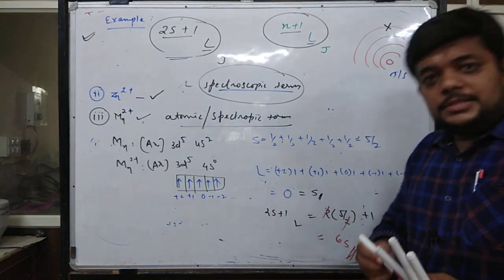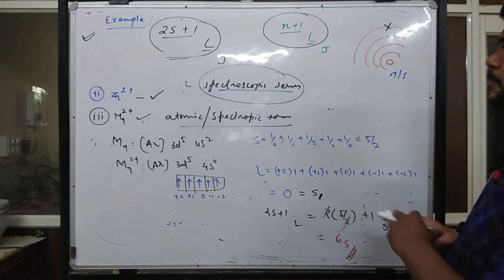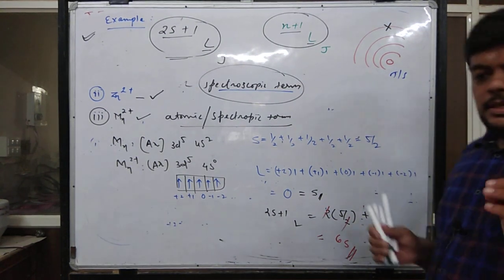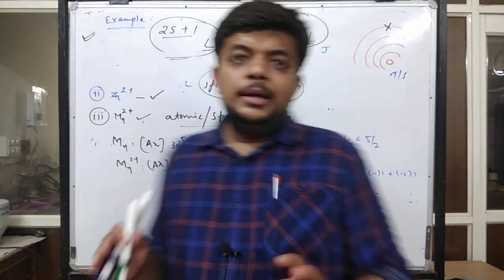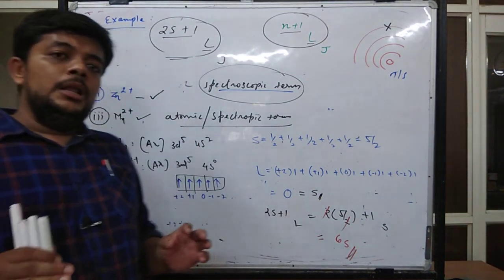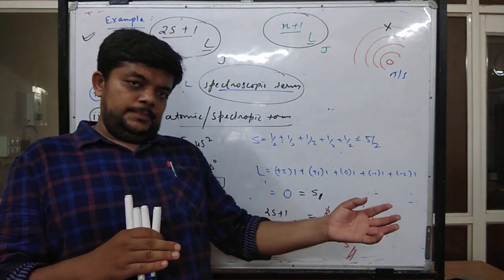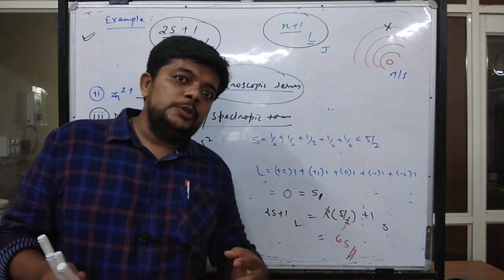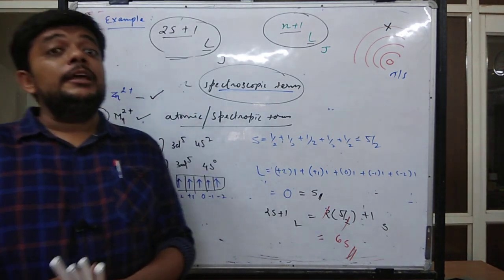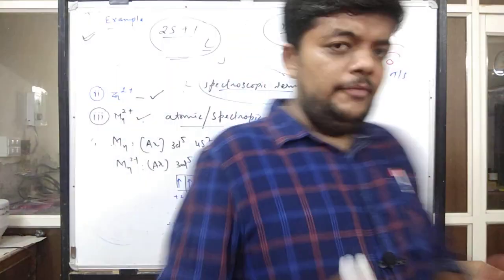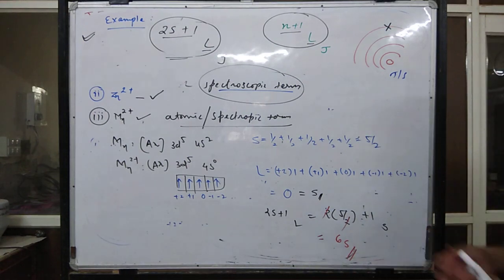It's a very general statement that I am going to speak, that whenever you get the value of L equal to S, just keep a simple thing in mind, that there might be the total sum of azimuthal quantum values pertaining to each electron resulting into 0, when the value corresponds to S. So this is another example of Mn2+.